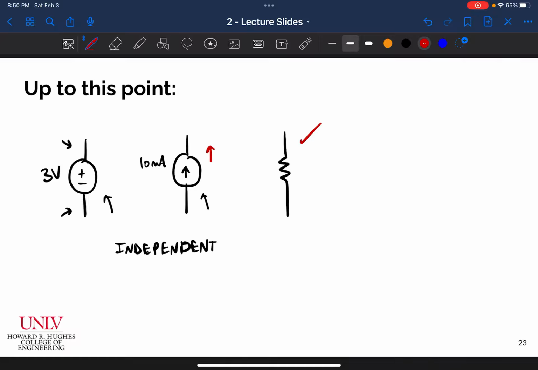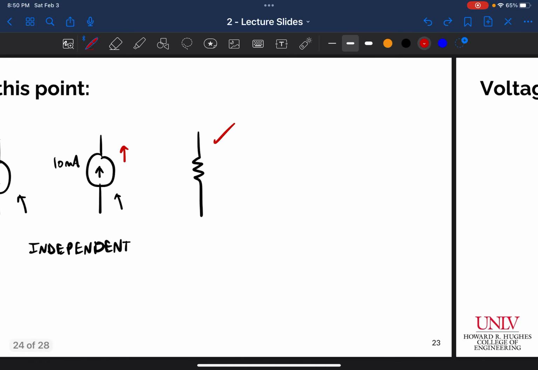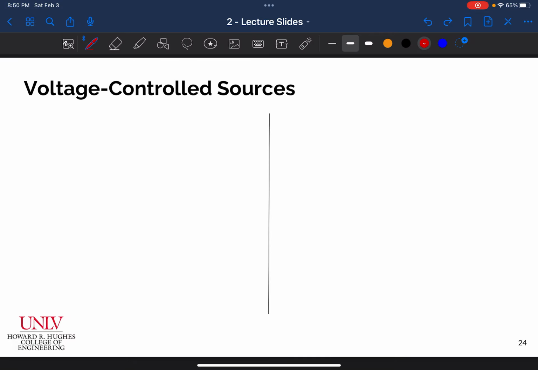But we're introducing a new type of source that's called a dependent source. What that basically means is that instead of being an independent source, which has some voltage rating or a current rating, it is going to have a gain value. So let's just get right into this next slide. The first type of dependent source is called a voltage controlled source. There are two types: voltage controlled voltage sources, and voltage controlled current sources.